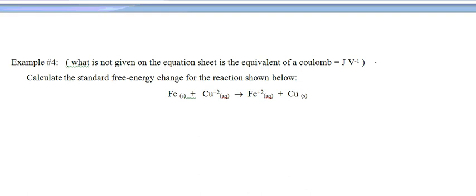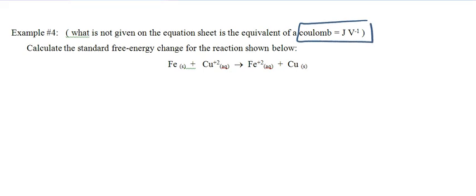All right, last example here, and then I'll let you start on your homework here. Example number 4. Calculate the standard free energy change for the reaction shown below. Now, what wasn't given on your equation sheet is this conversion here where we have 1 coulomb is equal to a joule per volt. You do have Faraday's constant, which is on your equation sheet, and that's in coulombs per mole of electrons. And we'll talk about that here very shortly.